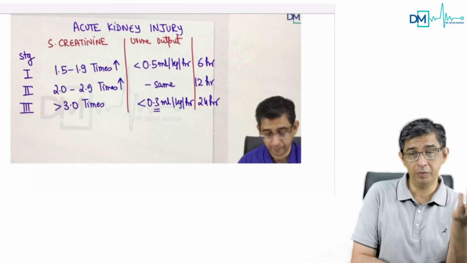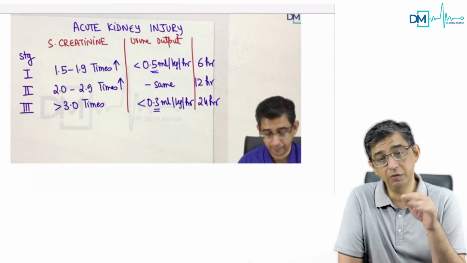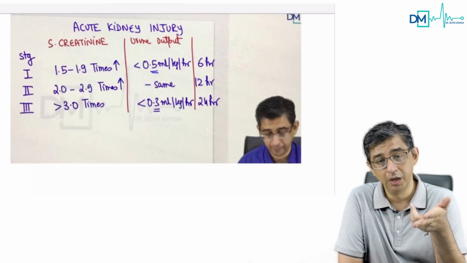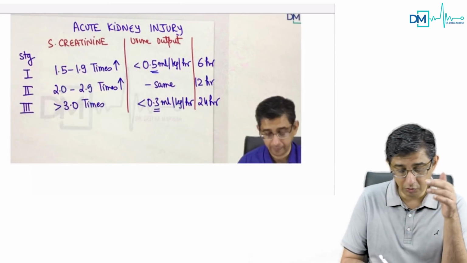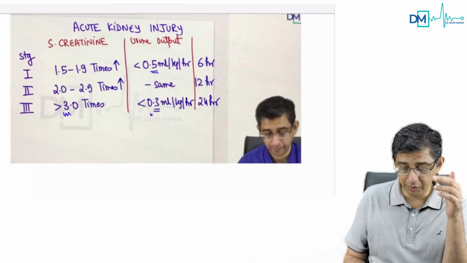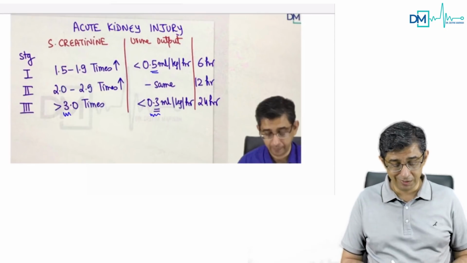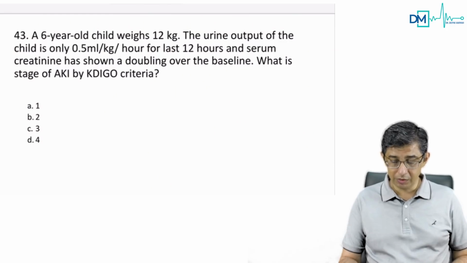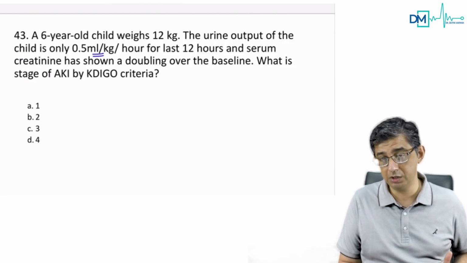Normal urine output is how much? 1 ml per kg per hour. If it decreases to 0.5 ml per kg per hour for 6 hours, then it is going to be stage 1. If you are having it for 12 hours, then you call it stage 2. And if it's 0.3, see 3 coming up again and again, 0.3, and for 24 hours, it is stage 3. So go through the AKI section where I've discussed it, and in this question you can very well work out that the urine output is half of normal. 1 ml per kg per hour is normal.